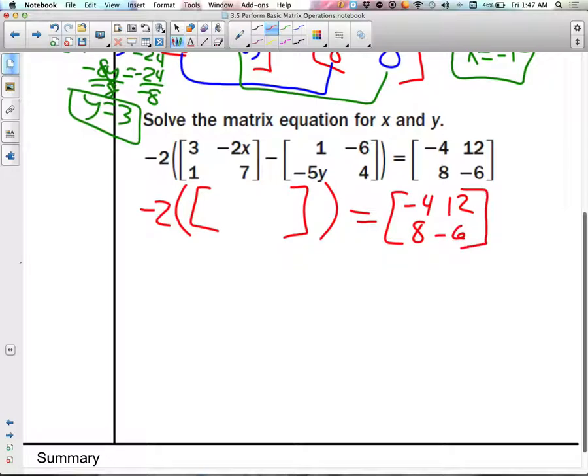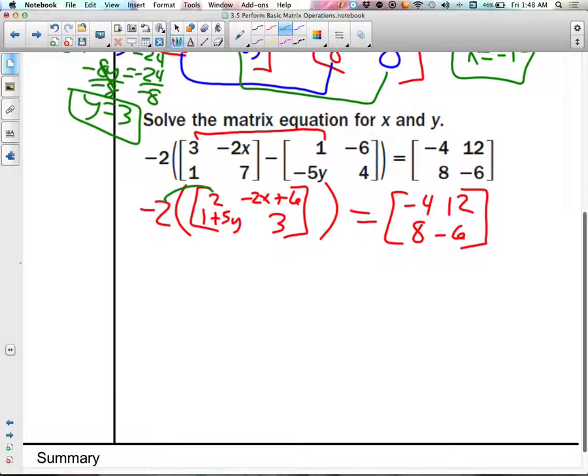Subtract corresponding elements. 3 minus 1 is 2. Negative 2x minus negative 6 would be negative 2x. Remember, minus minus becomes plus 6. I have 1 minus negative 5y, which again, minus minus becomes plus. And then 7 minus 4 gives me 3. So we've started inside the parentheses, the order of operations. We combine those two matrices. Now we're going to multiply. I'm going to take negative 2 times all the elements inside.